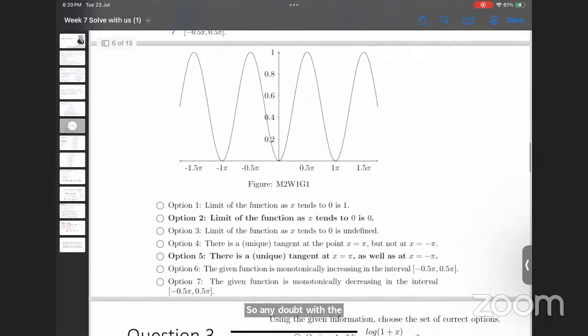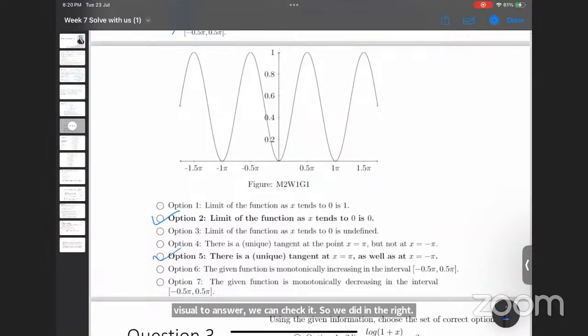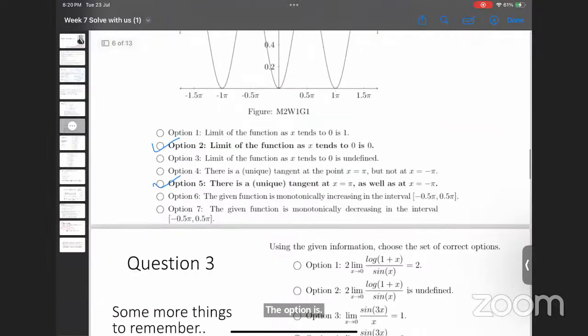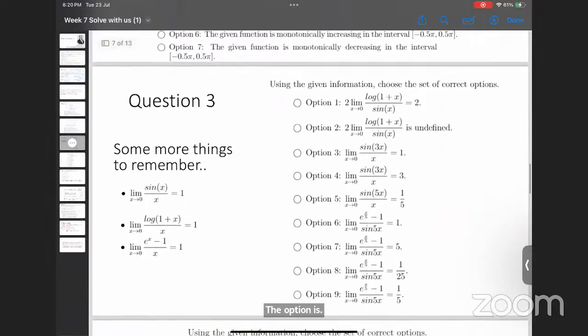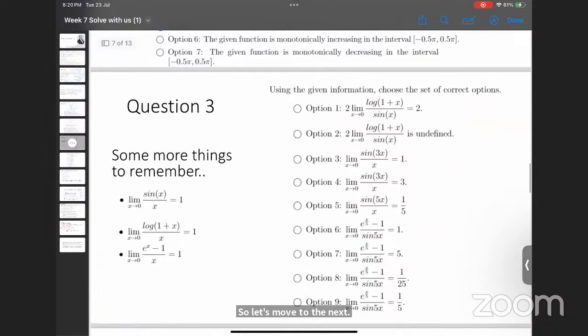So this was the answer. We can check it, we did it the right way. The options are 2 and 5. Let's move to the next question. Some formulas are given here. Using these formulas, you can solve this. There are basically 9 problems here. You can take just 5 minutes, then we will solve it.